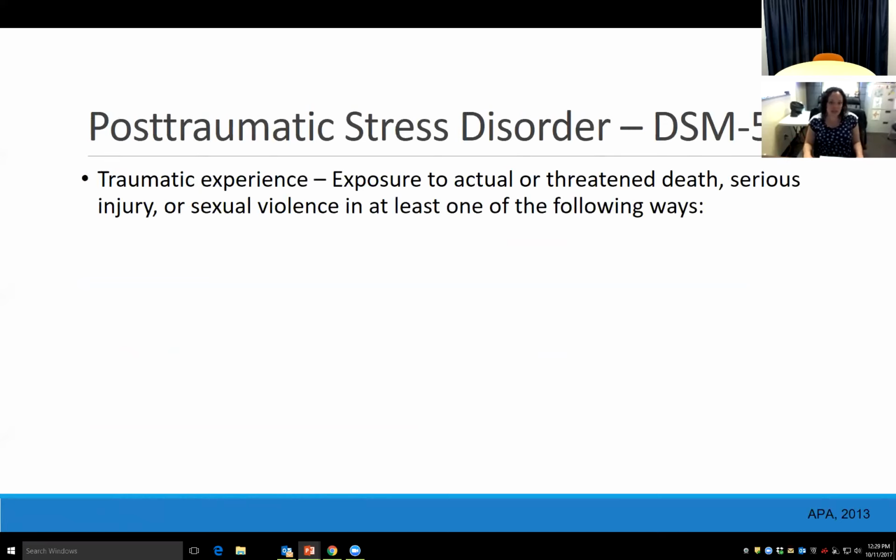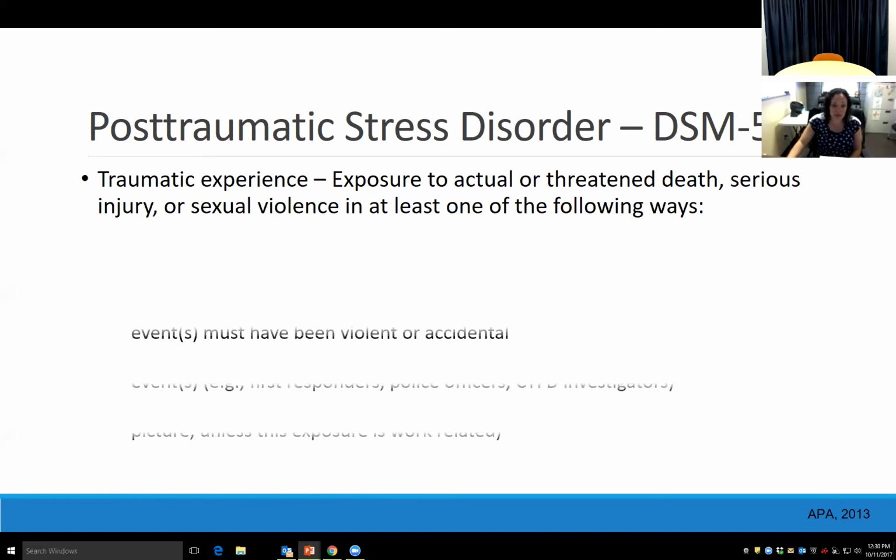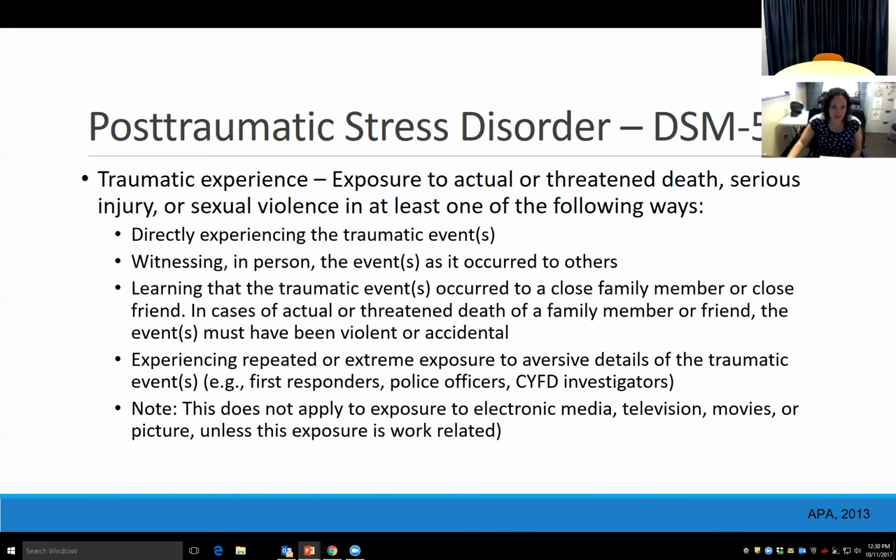So thinking more specifically of PTSD, although I said there's many who don't fit this category, I wanted to spend some time at least going through the symptoms because there's many individuals who have the symptoms. But first focusing on how DSM identifies what a traumatic experience is. I will say it's better than it was in DSM-4. I personally still think of trauma in a more global way than they list here, but we will look at what they say. So traumatic experience is exposure to an actual or threatened death, a serious injury, or sexual violence in at least one of the following ways. So this could be directly experiencing the traumatic event.